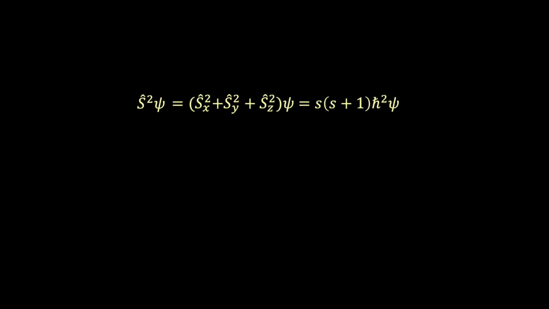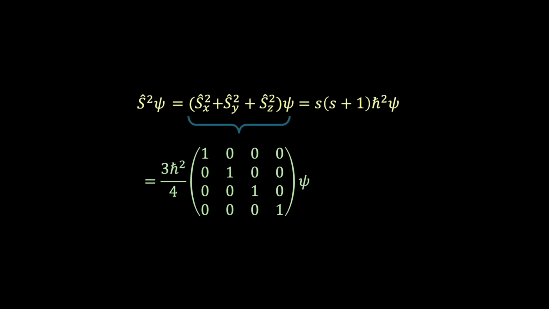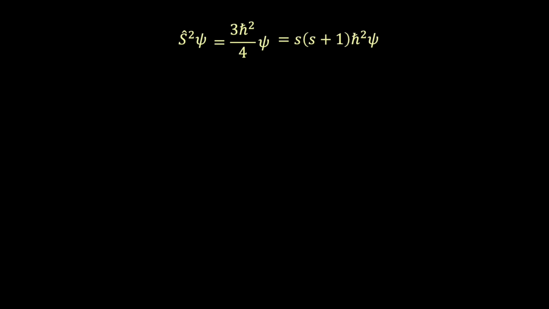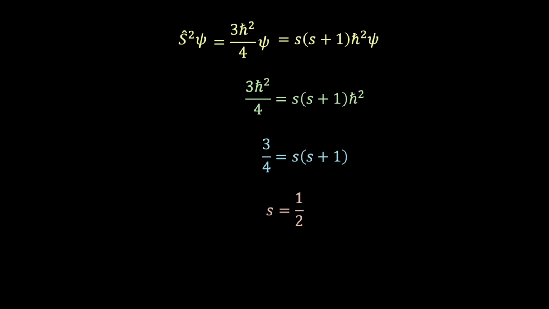If we then sub in the explicit forms for the x, y and z components of the spin operator into the expression for S squared, something extraordinary happens. All the complexity collapses into a single elegant result, 3ħ² over 4 multiplied by ψ. And by combining this with our previous equation and comparing both sides, we see that the only way that they can match is if the spin quantum number is equal to exactly 1/2. And that is truly remarkable.